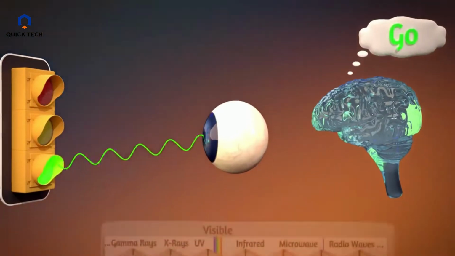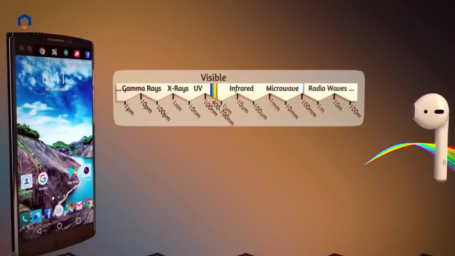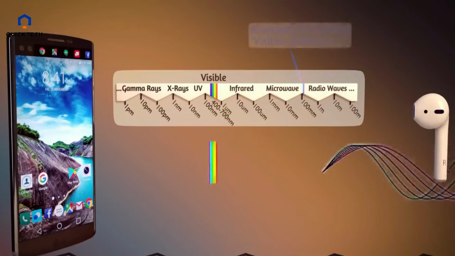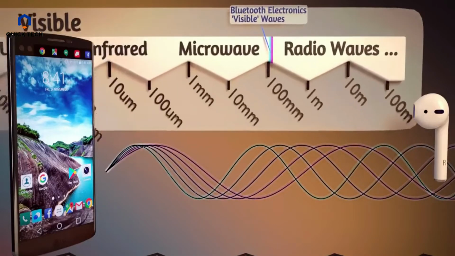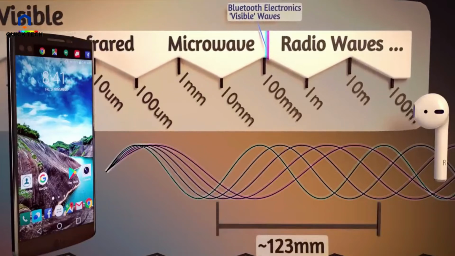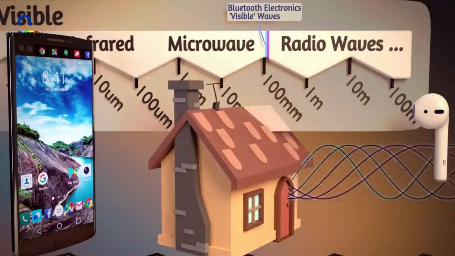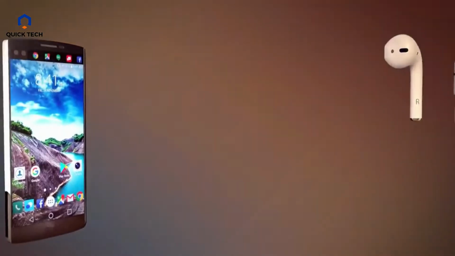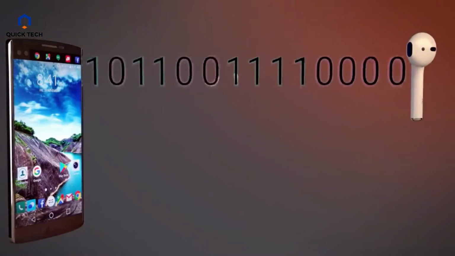information they convey. Your smartphone and wireless earbuds communicate using electromagnetic waves in a rather similar fashion, but utilizing a different section of the spectrum. Specifically, Bluetooth uses waves that are around 123 millimeters in wavelength. They are invisible to the human eye and can generally pass through obstructions like walls, rather like visible light passing through glass.